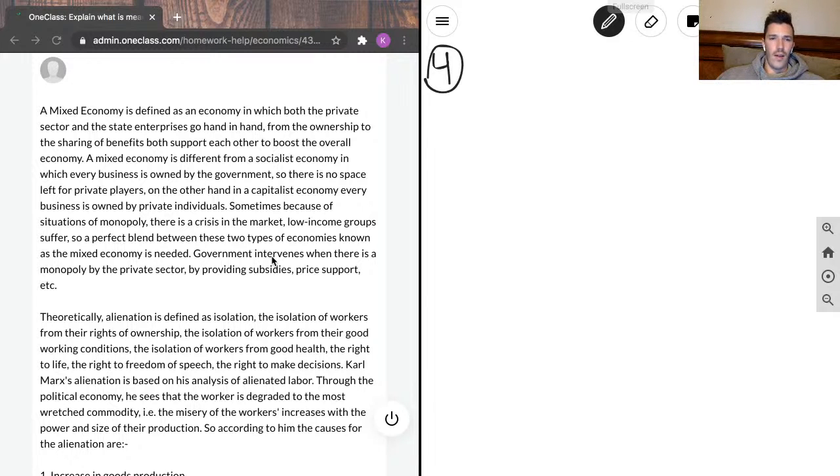But to my knowledge, I don't think there's any truly socialist economy or truly capitalist economy, that being one in which every business is owned and operated by the government, and on the other end, one in which no business is owned and operated by the government.